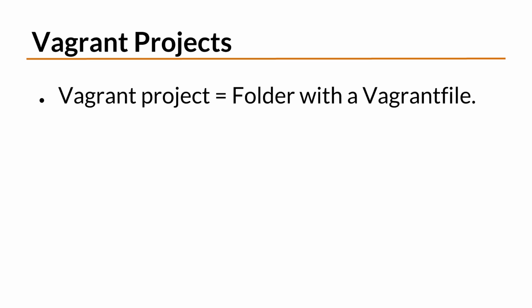In addition to boxes, Vagrant uses the concept of projects. A Vagrant project must consist of a folder and a Vagrant configuration file called a Vagrantfile. So to create a new Vagrant project, first create a folder. For example, I would open up a command prompt on Windows or a terminal on Mac and type mkdir VM1. From there, you just change into that directory, for example, cd VM1.